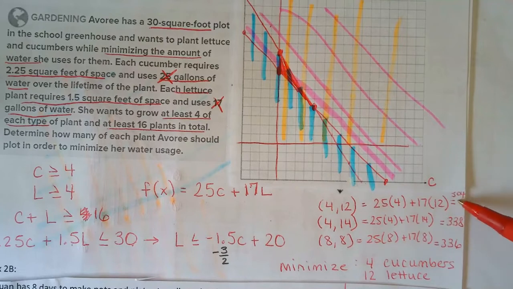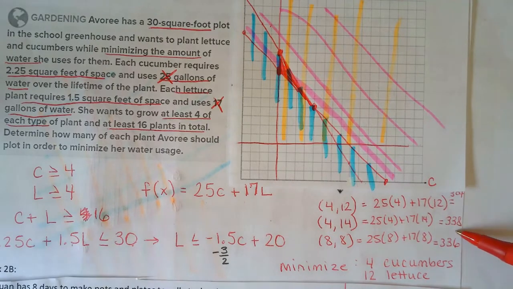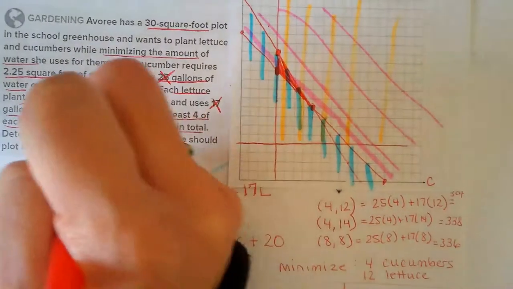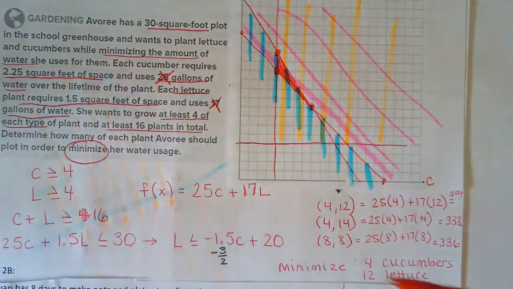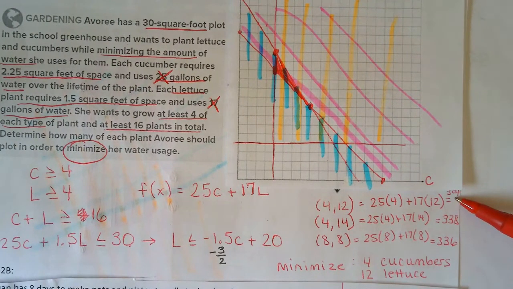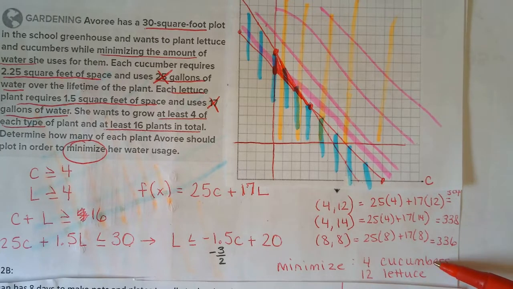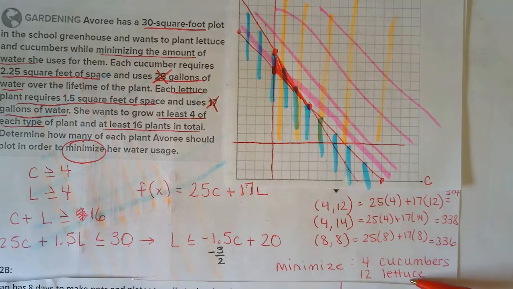So I had 412, that got me 304. 414, that got me 338, and 88. Remember that we want to minimize, so this is an important word. So the one that is the smallest, the 304, is going to minimize my water usage. So I would want to do 4 cucumber plants and 12 lettuce plants.